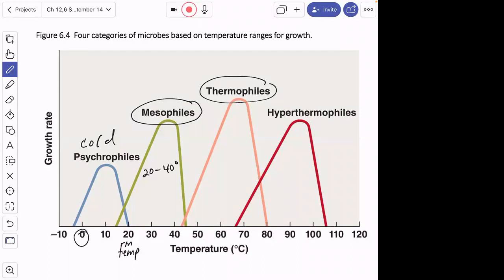Thermophiles, heat-loving organisms, have an optimal temperature somewhere between about 40 and 80 degrees Celsius. These are not organisms you're going to encounter every day. You might have some in your hot water heater at home, but these are your hot springs organisms at Yellowstone or somewhere like that. And then we even have another category, hyperthermophiles, that grow even up around boiling, which again seems pretty astonishing. So bacteria live pretty much anywhere.